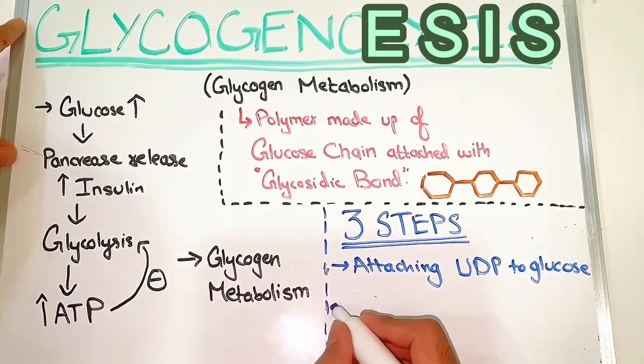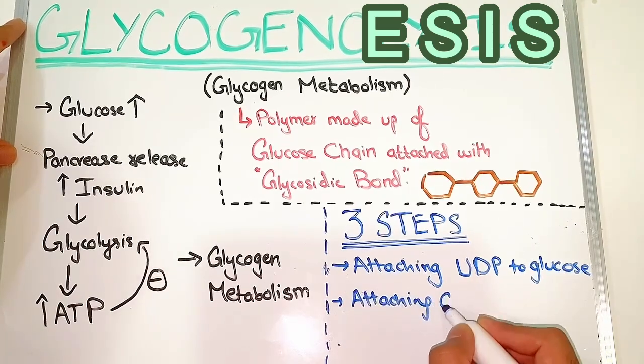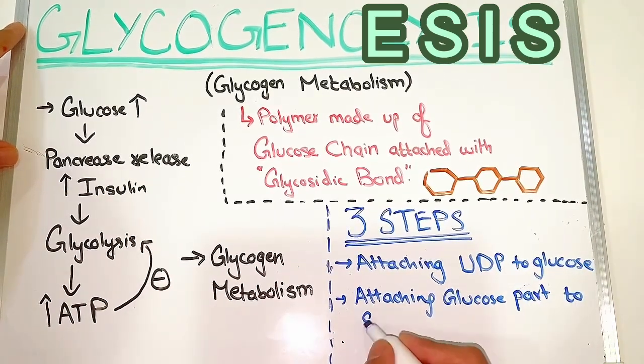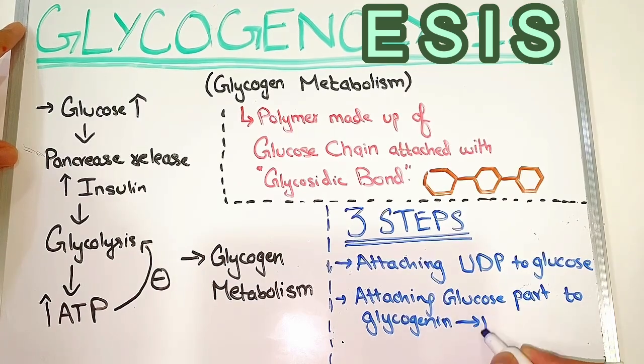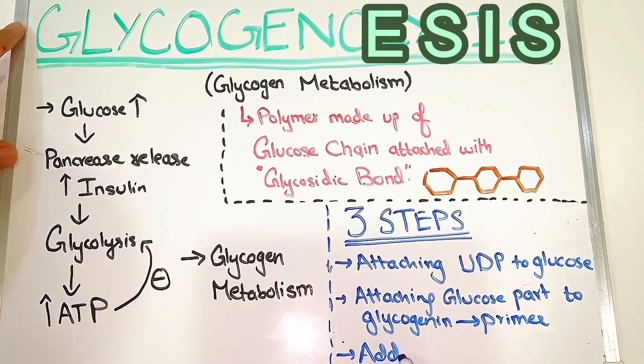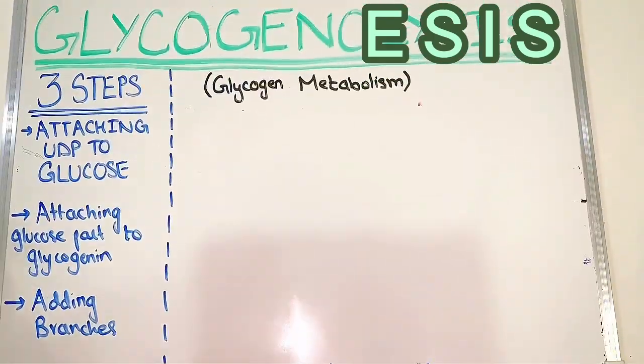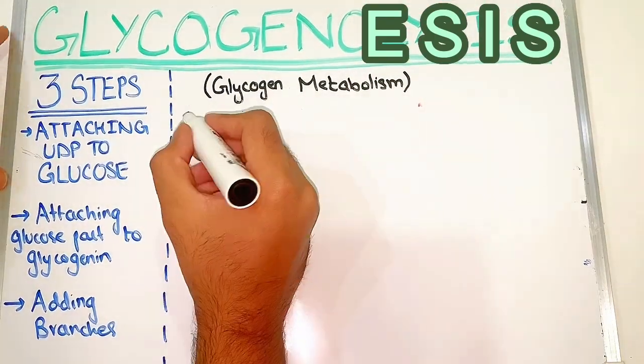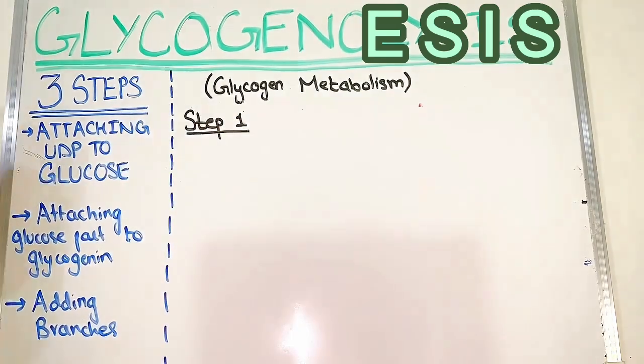First is attaching uridine diphosphate to glucose. Second is attaching this glucose part to the glycogen, which works as a primer. And third is adding branches. So let's see how these steps work. As you can see, first step is attaching UDP to glucose.